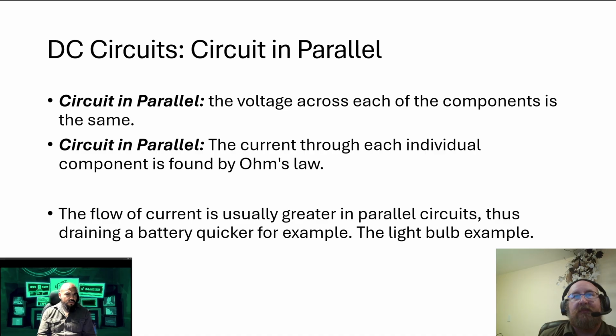So we just mentioned this, right? This is just an explanation of what we talked about on the previous slide. The current flow, where we look at the power supply, is usually greater in parallel circuits because we're adding up all of these currents, and so parallel circuits will oftentimes drain a battery faster. There's more load on it, which makes sense. You're putting more light bulbs on it.